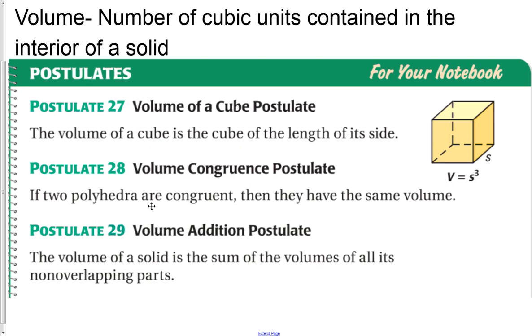The volume addition postulate says the volume of a composite solid is the sum of all its non-overlapping parts. So if we had a semicircle on top of this, we would have to add the semicircle to the volume of a cube. Or if we had a pyramid on the bottom and then a cone on the top, we'd have to add all three of them together.